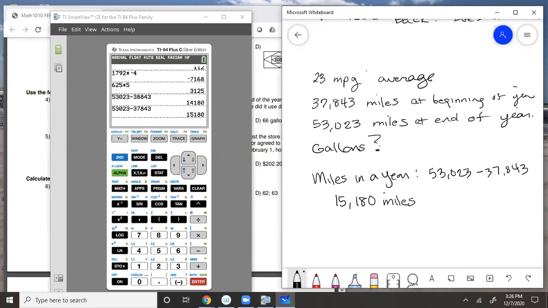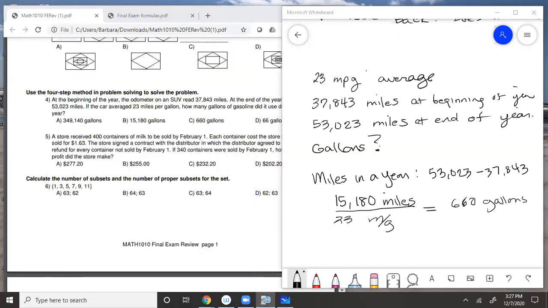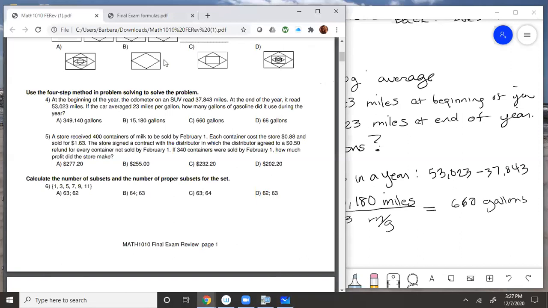Right? Yes. And then now what do we do with this 23? If it's 23 miles per gallon, I would divide the miles by the miles per gallon. Right. Okay, so we got that number in our calculator ready. So divide by 23 and we get 660, and that's gallons that we used in the year. All right, 660, so the answer is C.